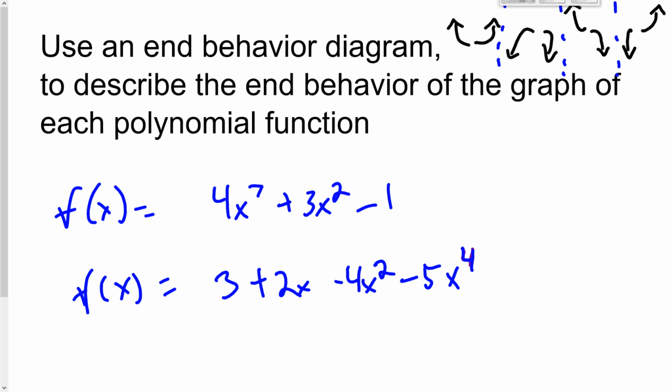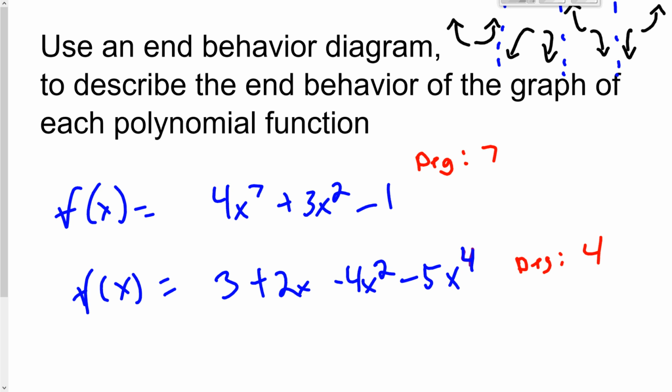Here we have two types of examples. We have f of x equals 4x to the 7th plus 3x squared minus 1, and then f of x equals 3 plus 2x minus 4x squared minus 5x to the 4th. To find the end behavior, all we care about is the degree of the polynomial. The degree of the first is 7, and the degree of the second is 4. So there are only two types of numbers: even or odd.